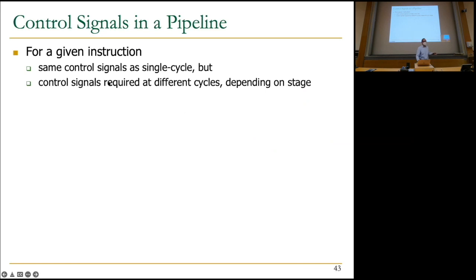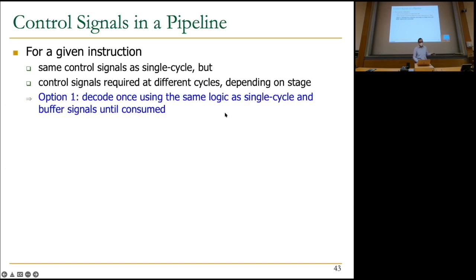So basically, control signals are the same as single cycle machine for a given instruction, but control signals are required at different cycles depending on stage. Hopefully that's obvious. And there are multiple options to do this basically. One option is you can decode once at the decode stage using the same logic as single cycle and buffer the signals until they're consumed.